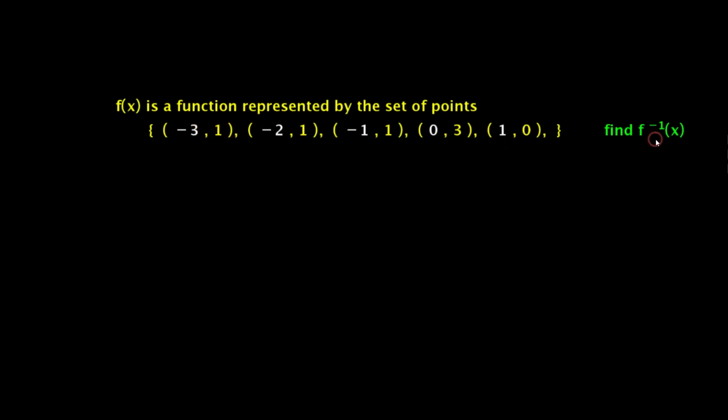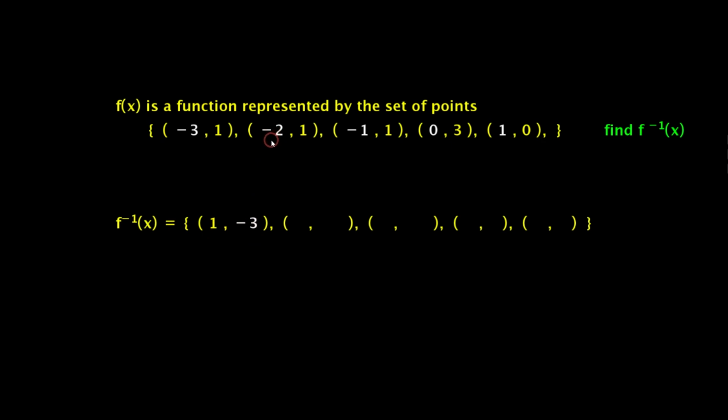We have to find the f inverse of x. So we know we switch x and y. So all we have to do is, we don't need the equation for that. All we have to do is switch the x and y. The inverse is done. So it's negative 3 comma 1. Instead of that, it's going to be just 1 comma negative 3.